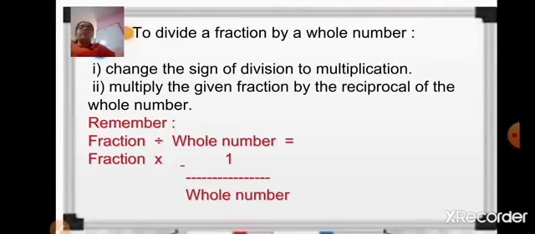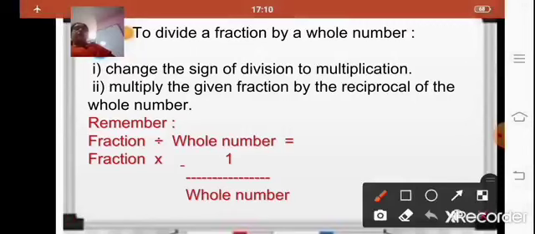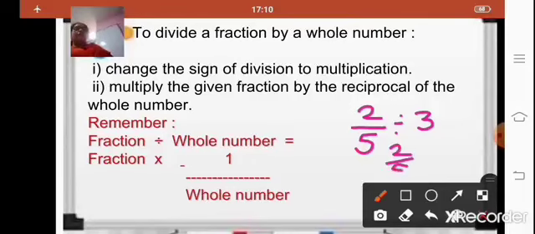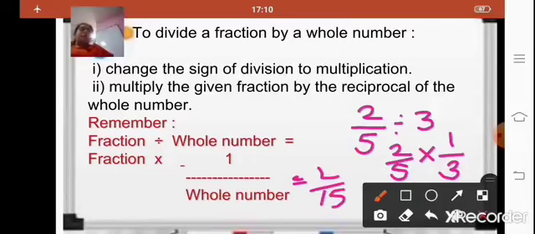Suppose the fraction is 2 upon 5 divided by 3, your whole number. So when you divide this, 2 upon 5 will remain as it is. This whole number 3 will become its reciprocal, that is 1 upon 3. So your final answer is 2 upon 15. So what you have to keep in mind is, first you will change the division sign into multiplication sign and then multiply the given fraction with the reciprocal of the whole number.